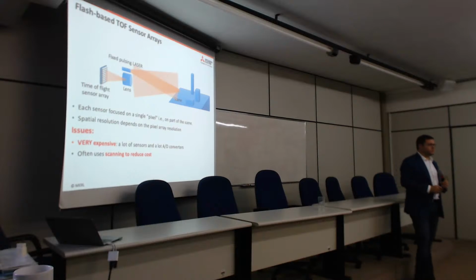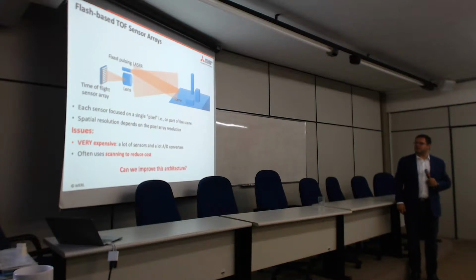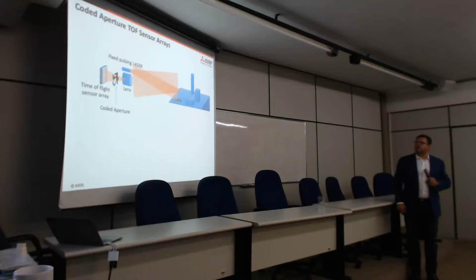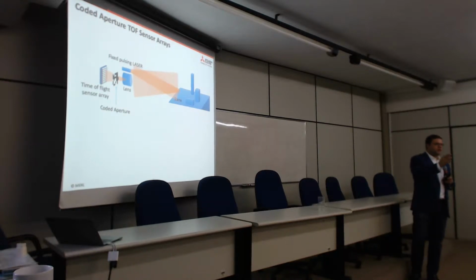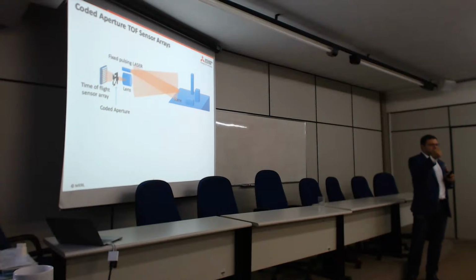This is the architecture we want to start with and then try to improve upon. Okay, so can we improve that? One idea that was not initially ours was to put a coded aperture here. So what is a coded aperture? You put something that blocks part of the light, and you put it in a way that also defocuses certain things. So your light is not sensed by one sensor, but it's sensed by multiple sensors.